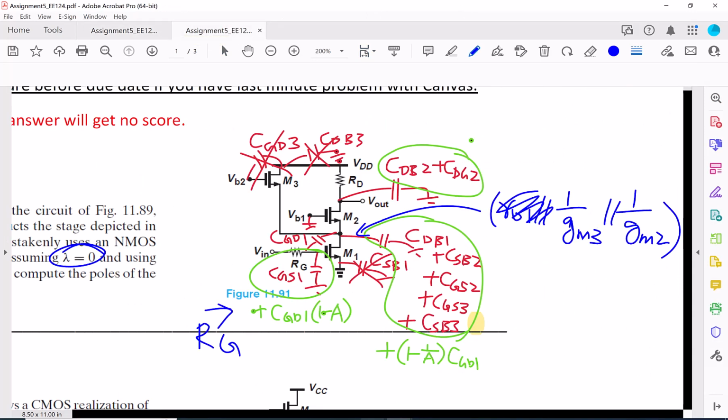Okay, good. Then how about the output? What is the pole? What is the resistance? Say again? Why 1 over RD? What is the resistance? Oh, I see what you mean. I'm asking the resistance, so it's just RD. Yeah, but when you plug in, it's 1 over RD divided by C. Okay.